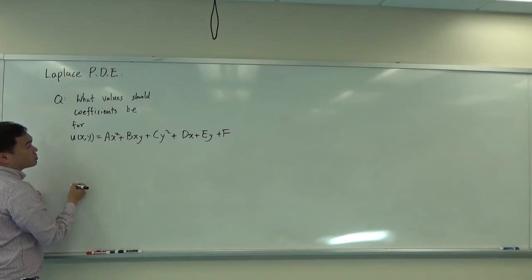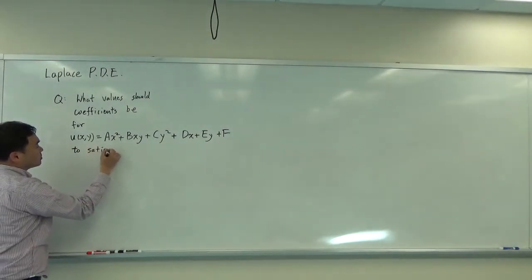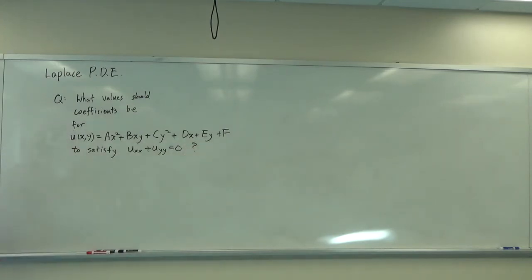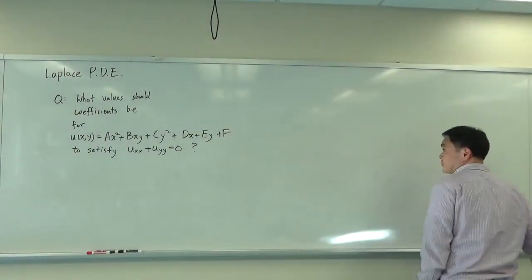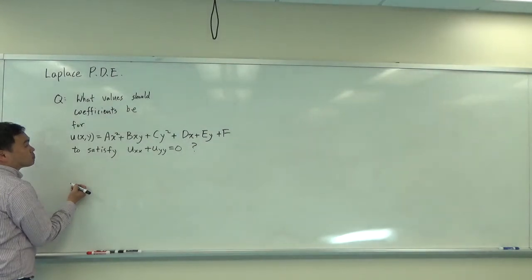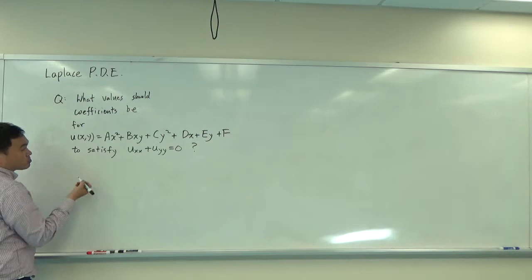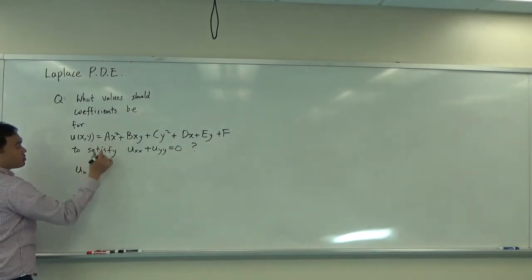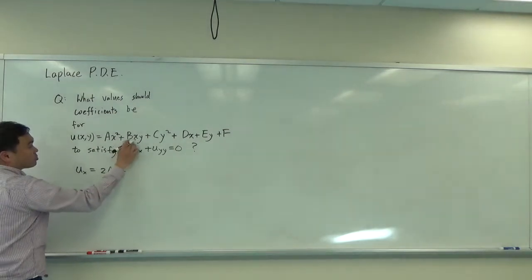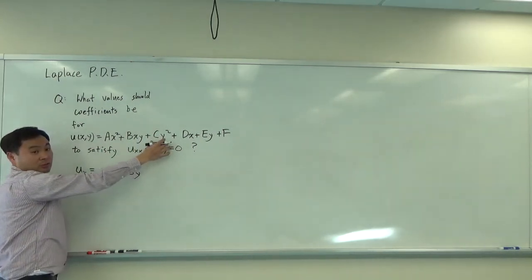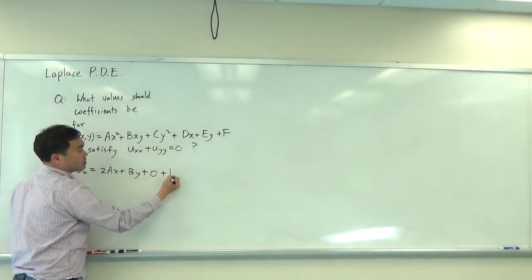So for this equation to satisfy uxx plus uyy equal to 0, let's ask this simple question, okay? So for this one, we can just do the calculation. Okay, so what is uxx? First, what is ux? Let's do that first. What is ux? Ax squared, if you differentiate by x, is 2ax. If you do a partial derivative with respect to x, that's just dy. Now, y is treated as a constant, so what do you get if you differentiate this? 0. This will be d, and everything else will be 0.